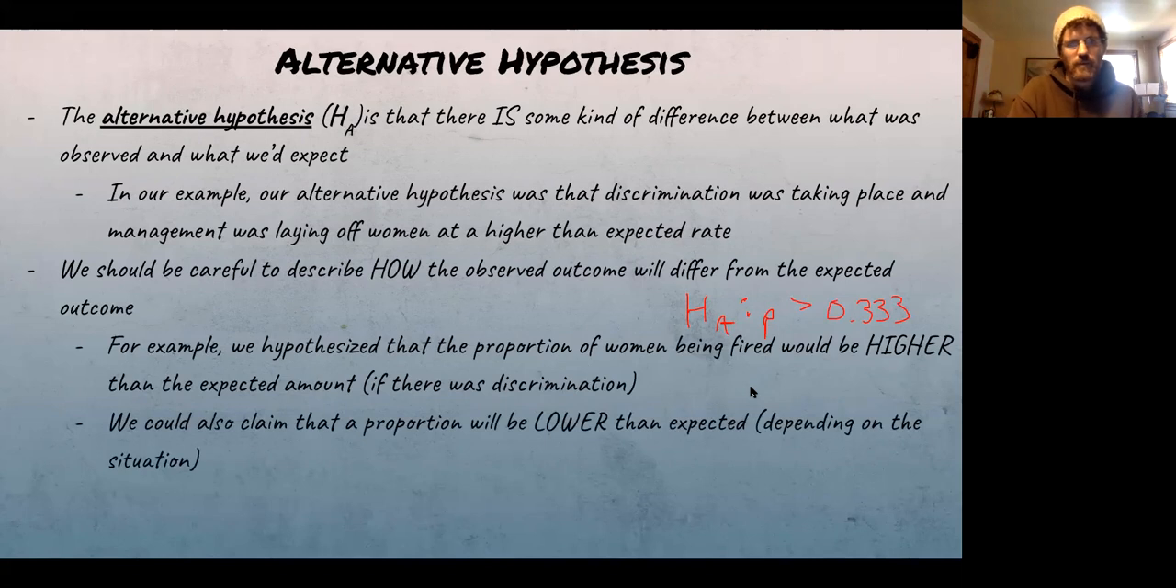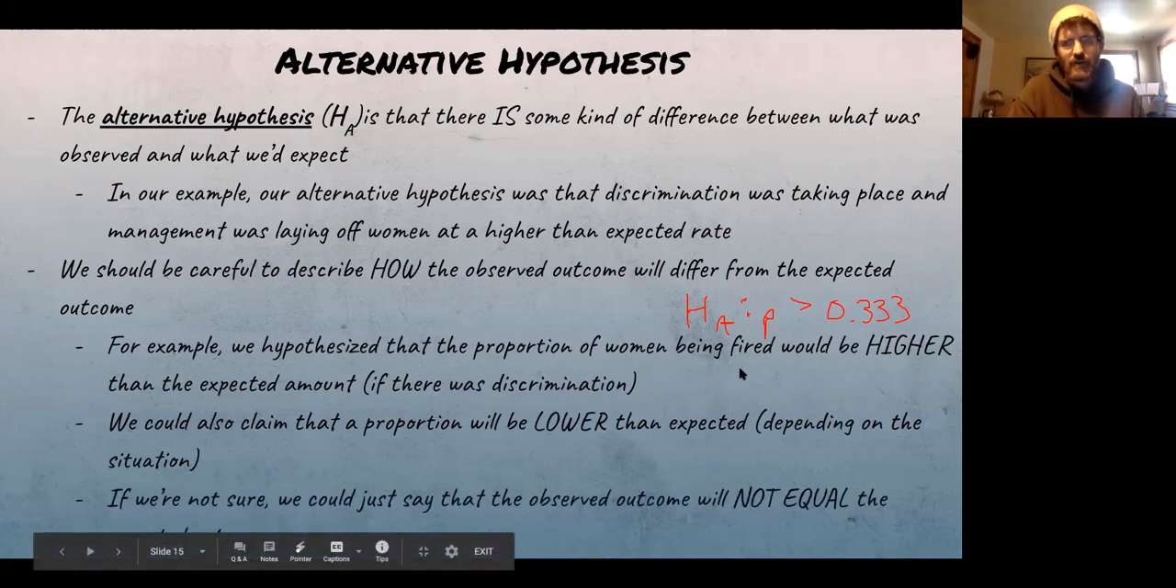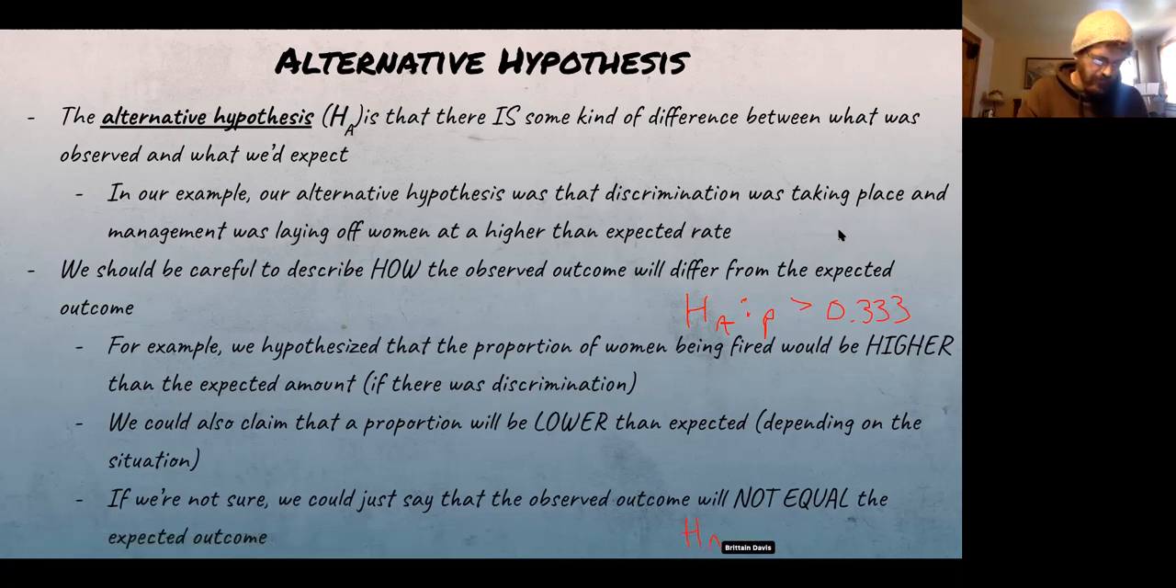Okay, we could claim that a proportion will be lower depending on the situation. Now let's say we just don't think that it's the expected outcome. We're not sure if it's going to be higher or lower. We could just say it's not equal. So I could have had an alternative hypothesis that said, well, I don't know what the proportion is going to be, but I don't think it's going to be 0.333. And I think it's going to be different somehow. And that could have been an option, but not in this case. We were thinking that it was higher. Okay.